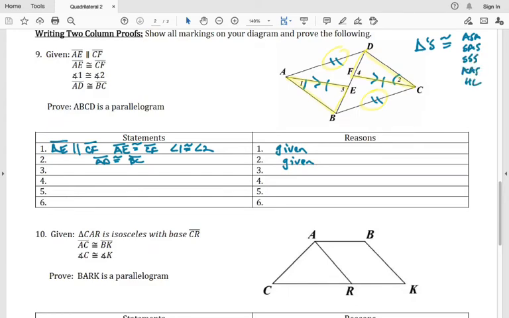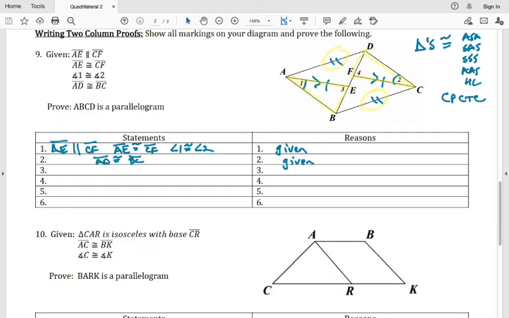So if we can prove that triangles are congruent, then we can use CPCTC to show that this side here is congruent to this side over here. And if we could show that, then we'd have both pairs of opposite sides are congruent. Then we can say that it's a parallelogram. So let's see what we can do here. Let me see if I can mark this in my picture a little better for you.